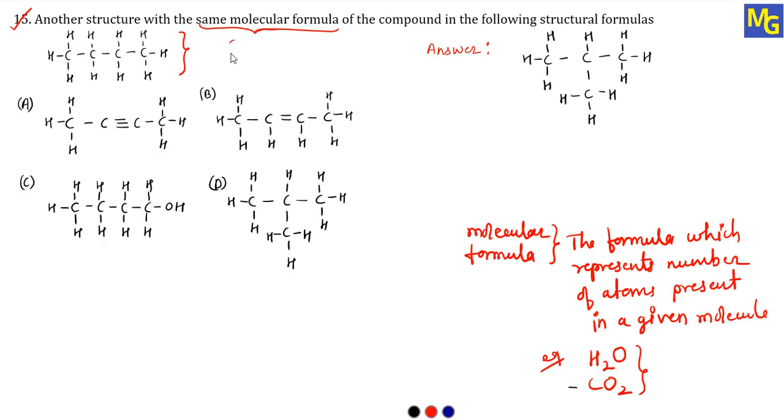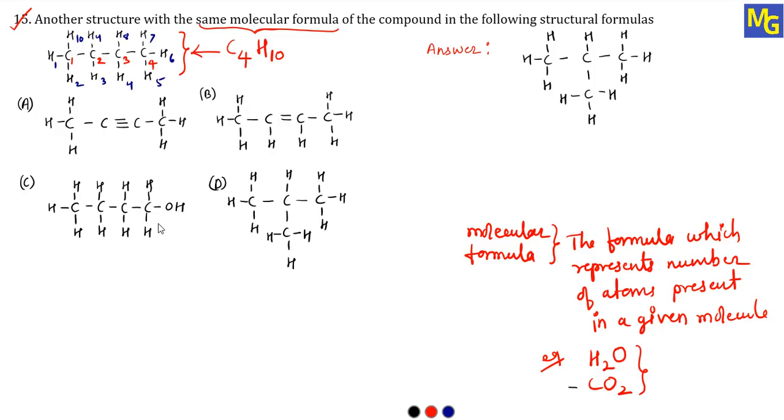So how many carbons do we have? We have 4 carbons. This is 1, this is 2, this is 3, and this is 4. If you see hydrogen, how many hydrogens do we have here? So write down the number 1, 2, 3, 4, 5, 6, 7, 8, 9, and 10. So total hydrogens we have 10. So this is the molecular formula of this given compound. Now with this molecular formula, we have to find out which options will match. Means in that option there should be 4 carbon and 10 hydrogen.